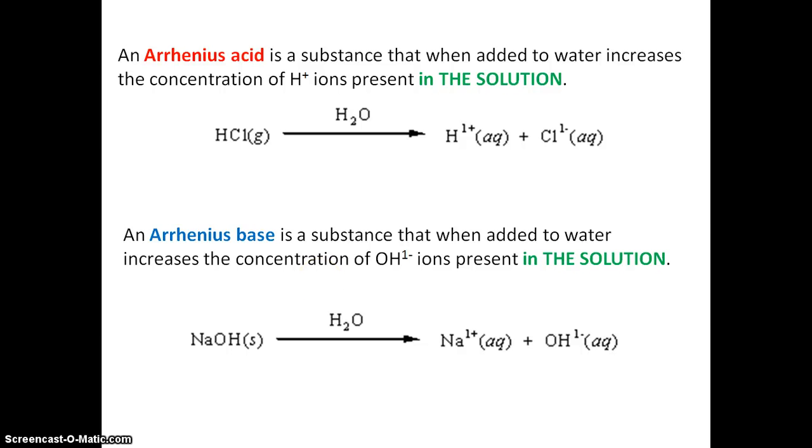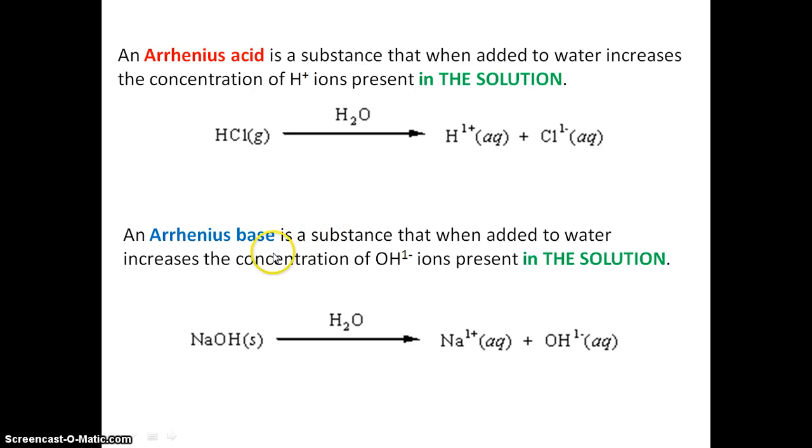Hey, what's going on? We are looking at acids and bases in this unit. Here we see the definitions for the Arrhenius acid and base. An Arrhenius acid is a substance that when added to a solution increases the hydrogen ion concentration. You can see here hydrochloric acid, when dissociated in water, will increase the hydrogen ion concentration in the solution.